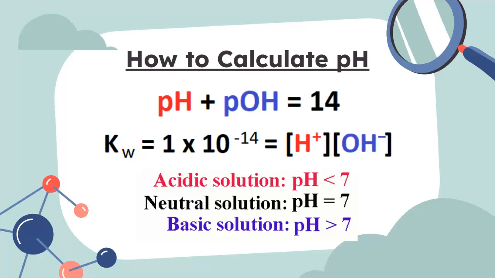There are multiple formulas that we can use to figure out pH and pOH and H plus and OH negative concentrations. The first is pH plus pOH equals 14. The second is Kw, which is the water constant, which is equal to 1 times 10 to the power of negative 14, is equal to H plus times OH minus. And again, less than 7 pH, acidic, equal to 7, neutral, greater than 7, basic.